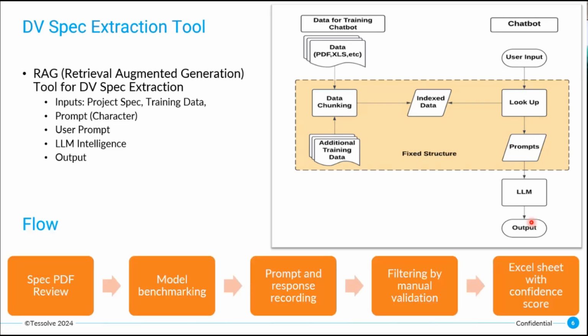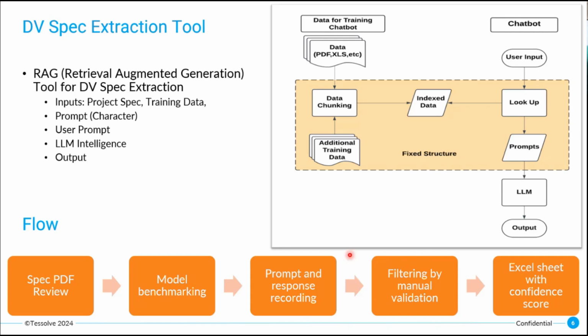The flow that we are following so far is like this. When we have the spec PDF, we do a quick review of what is available in the spec and what is expected to be generated from that spec. We do model benchmarking across different models. We choose which model is better suited for this particular project. Then comes prompt and response recording. Whatever prompts are used by the engineer and whatever responses are generated by the tool are recorded, followed by manual validation.